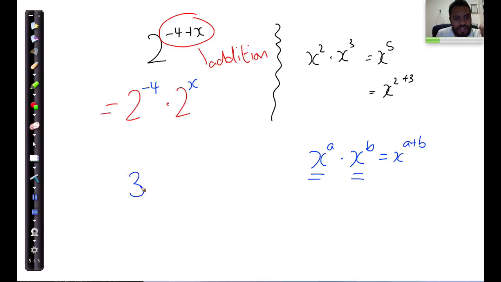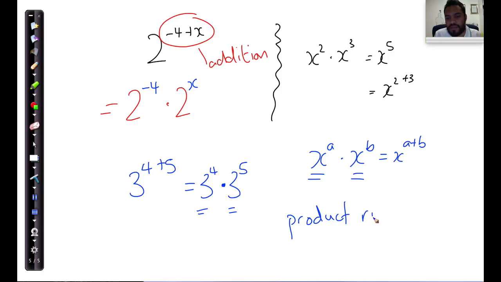So if I had to give you 3 to the power of 4 plus 5, you could say, Imad, that's just 3 to the power of 4 multiplied by 3 to the power of 5. Do you see what I mean? If I've got a sum in the exponent, adding of values over here, I just break it down, put them all on the same base, multiply the bases out, and then you put the individual exponents over there. It's really the reverse, or working backwards, of the product rule for exponents.